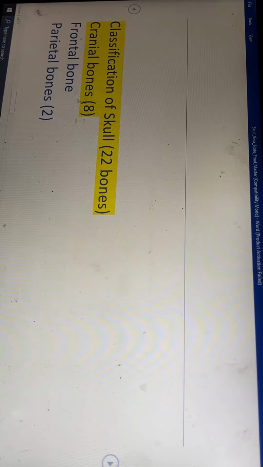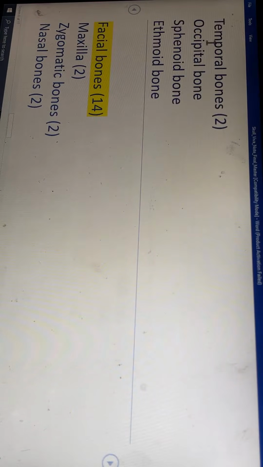So, what are the 8 cranial bones? Number one, the frontal bone. Number two, the parietal bones. We have the temporal bones, the occipital bones, the sphenoid bones, and the ethmoid bone. The temporal, the parietal, the sphenoid, the ethmoid. These are the cranial bones.